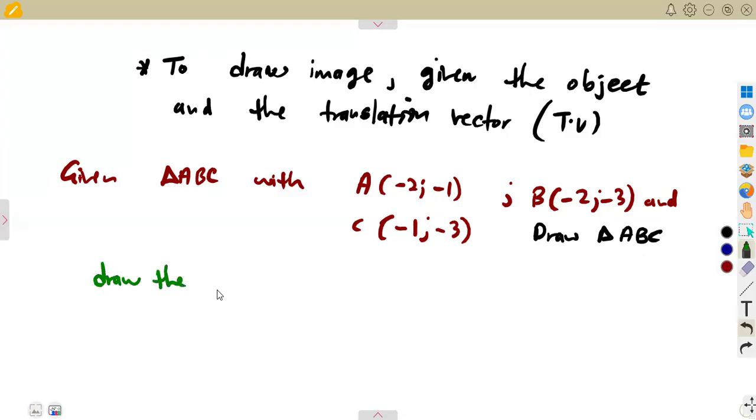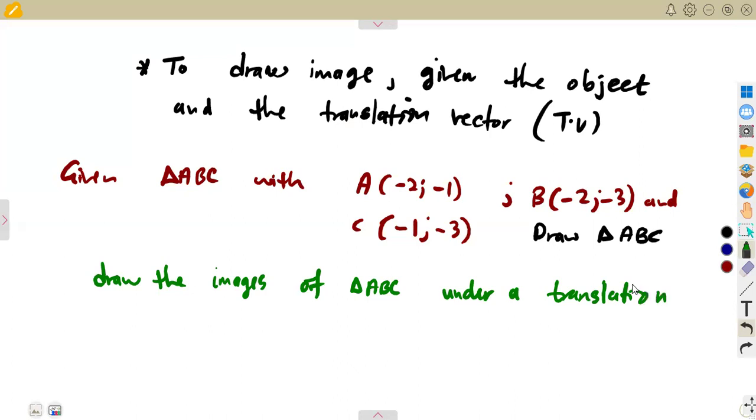So in this case, because I need to explain a lot of translation vectors, I'm just going to write: draw the images of triangle ABC under a translation. They are going to mention the transformation so that you know how to approach the question. You cannot just be given a transformation; they have to mention the type of the transformation. It's a translation.